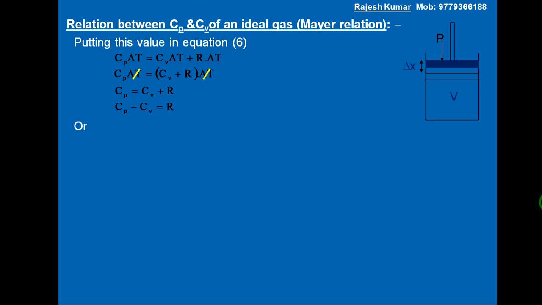or in calories Cp minus Cv is equal to R upon capital J. Let it be equation number 7, where capital J is Joule's constant used to convert units from joule to calorie. So Cp minus Cv is equal to R upon J is the relation between Cp and Cv, or it is called Mayer's relation.